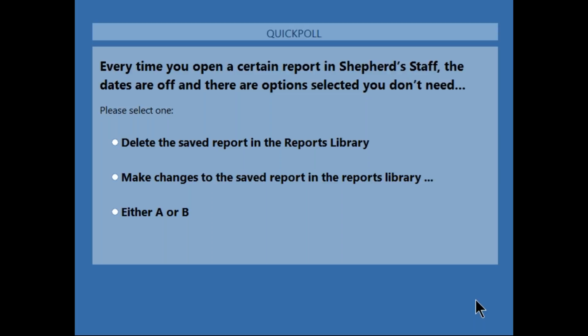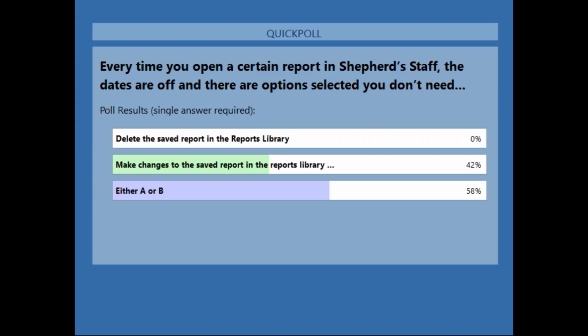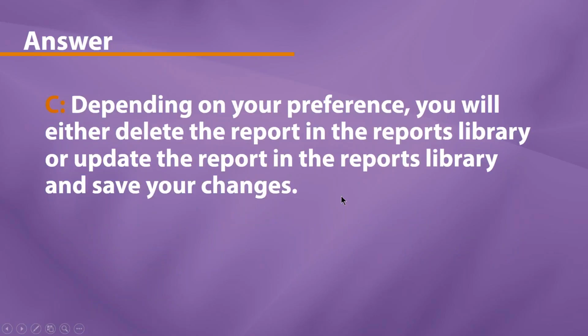Okay, and I'll give everybody a few more seconds here. Okay, I'm going to go ahead and close the poll and share the results. So we had a 58-42 split. We had 42% say B, and we had 58% say A or B. So I'll hide the results and share the answer. And the answer is C, which means that it could be A or B, but you can do both.